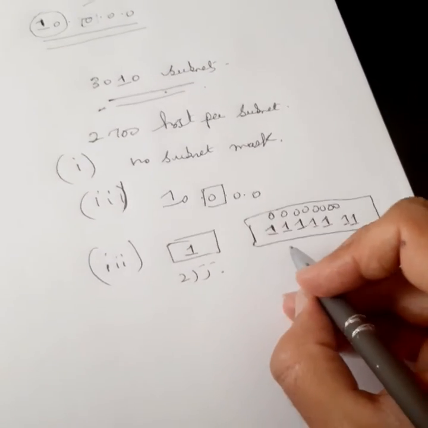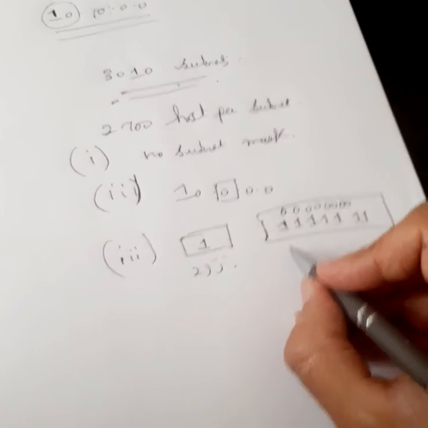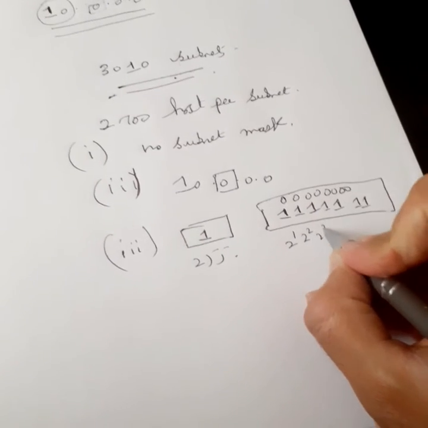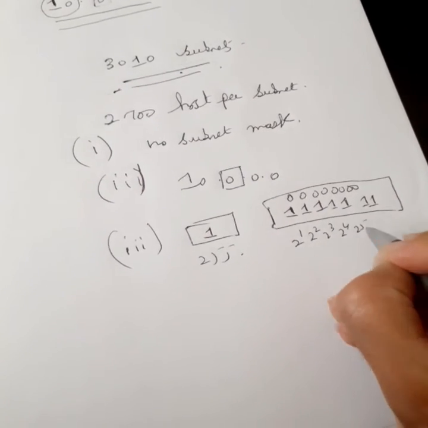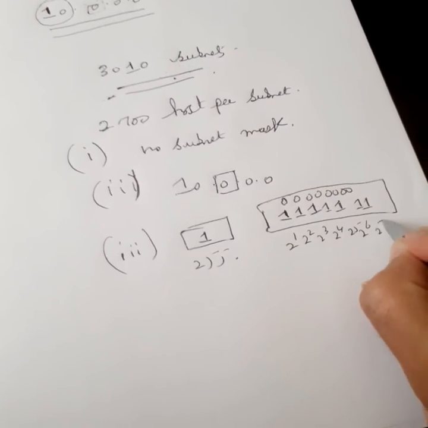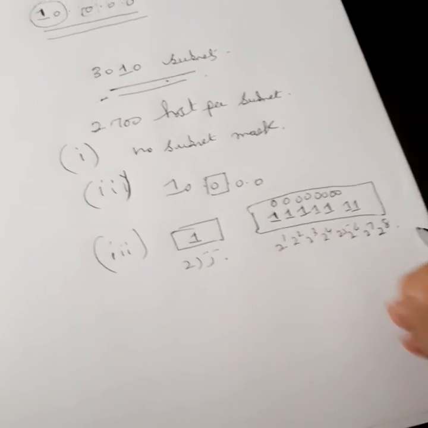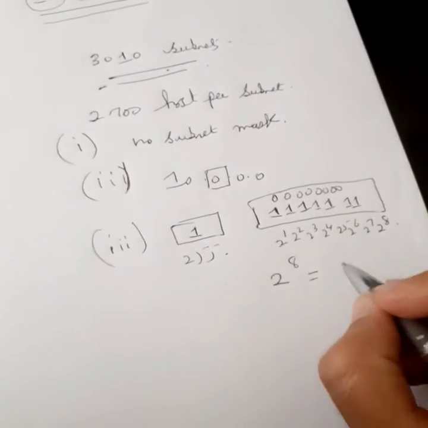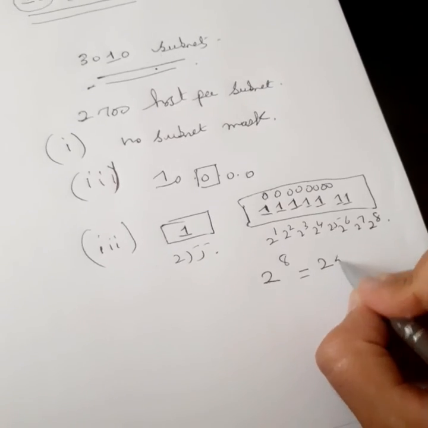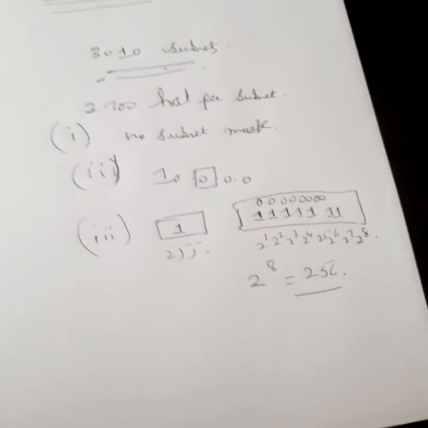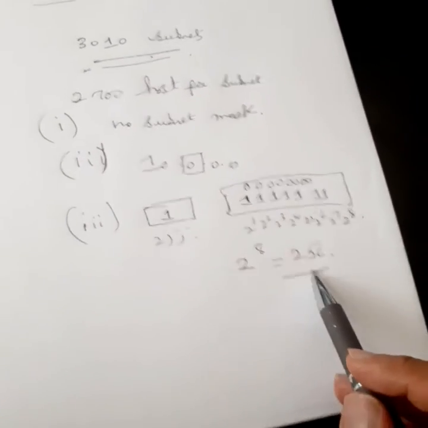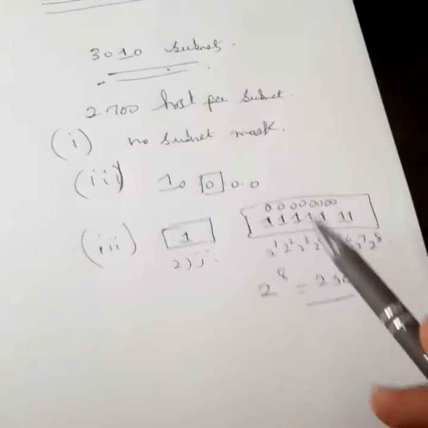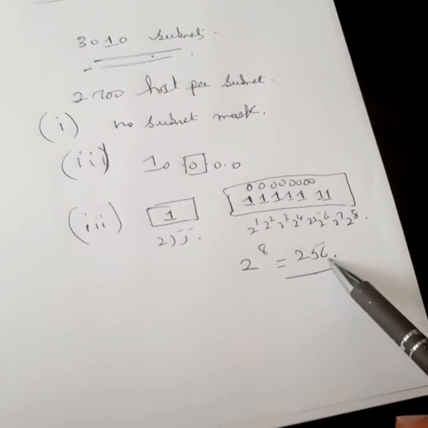To make it easier, let's do this. 2 power 1, 2 power 2, 2 power 3, 2 power 4, 2 power 5, 2 power 6, 2 power 7, and 2 power 8. As we all know, according to powers of 2, 2 power 8 is equal to what? 256. Now, as we see, we need to get 3010 subnets. That's not enough. That's only 256 subnets.